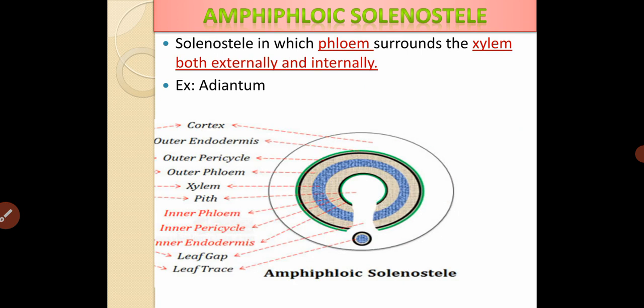Amphifolic solanostele. Solanostele in which phloem surrounds the xylem both externally and internally. Example, Adiantum. It is the condition in which the leaf gap is present, therefore it is solanostele. Amphifolic means both, amphi refers to both. Phloem surrounds the xylem both externally as well as internally. Then such type is called the amphifolic solanostele. Example, Adiantum.